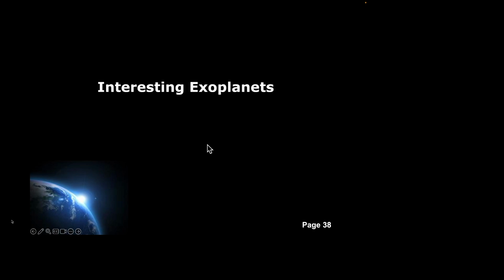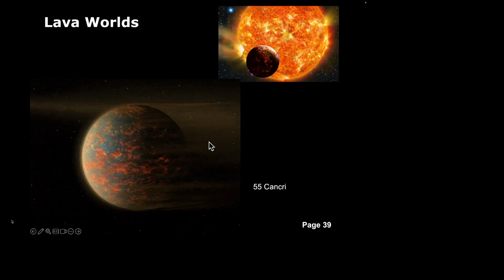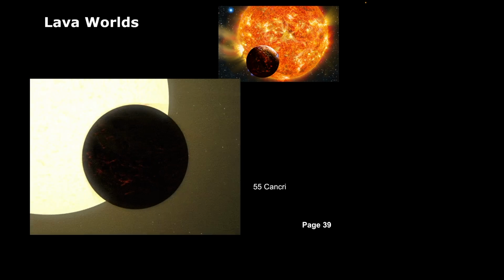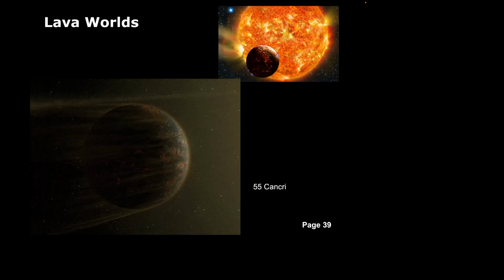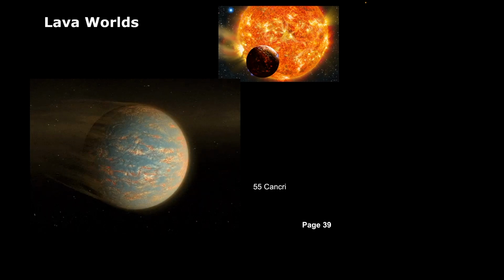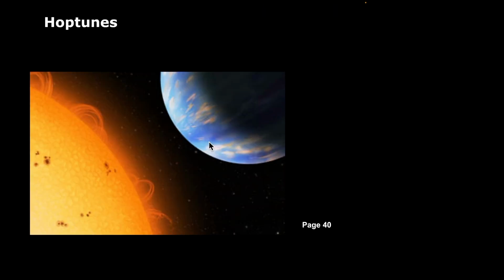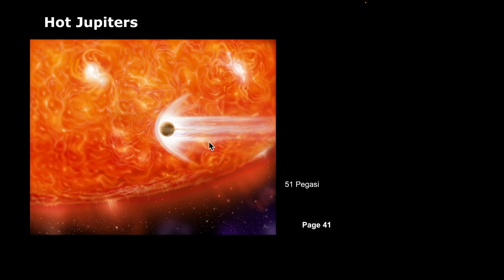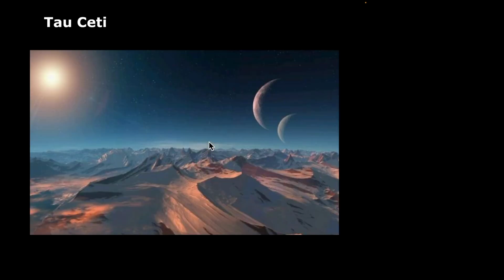Now let's talk about some interesting exoplanets. 55 Cancri is a Terran planet which is so close to its host star that the surface is molten. Hot Neptunes are Neptune-sized exoplanets orbiting in or closer than the Goldilocks zone. Some of these could be enormous water worlds. 51 Pegasi b was the first exoplanet discovered, in 1995. It's a hot Jupiter. It's likely being vaporized by its host star.